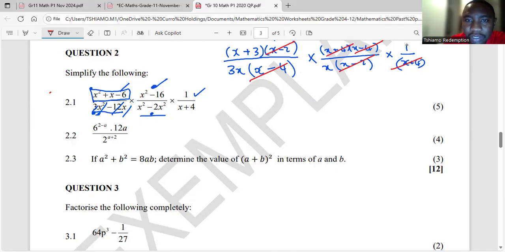And what am I left with now? x plus 3 on top over 3x multiplied by x, which is 3x squared. So nothing hectic. It looks like a long question, but if you take it step by step, you should know what to do. Okay, moving along.